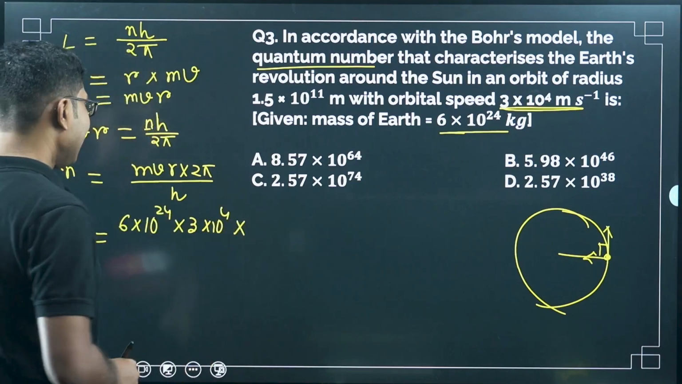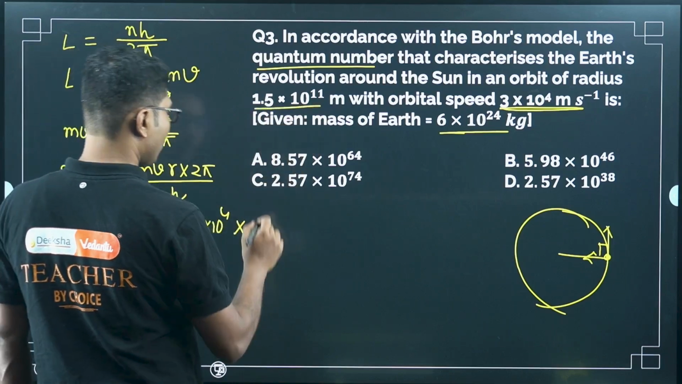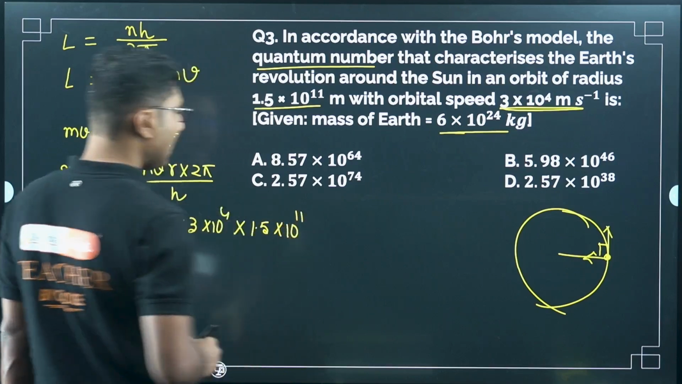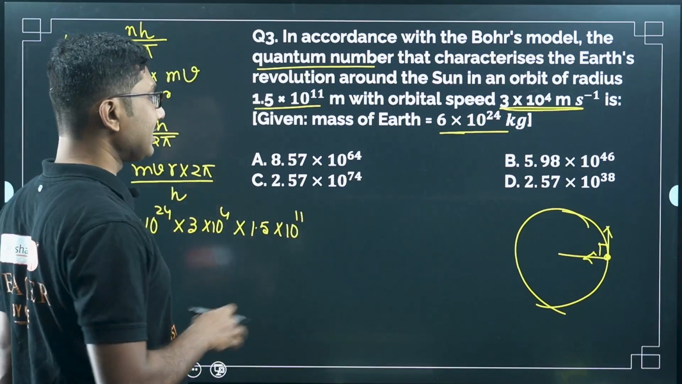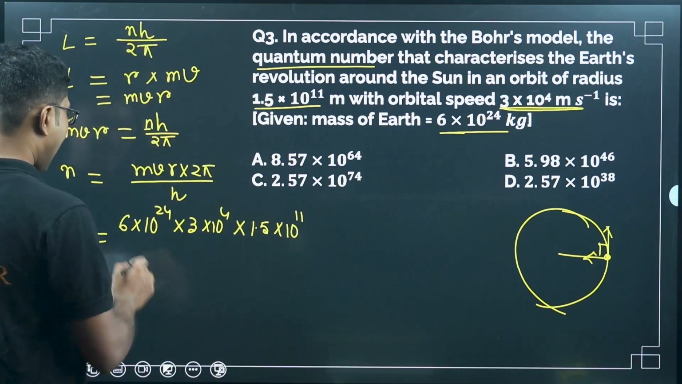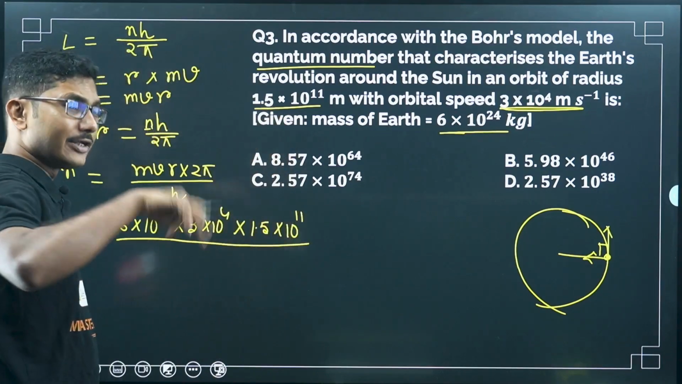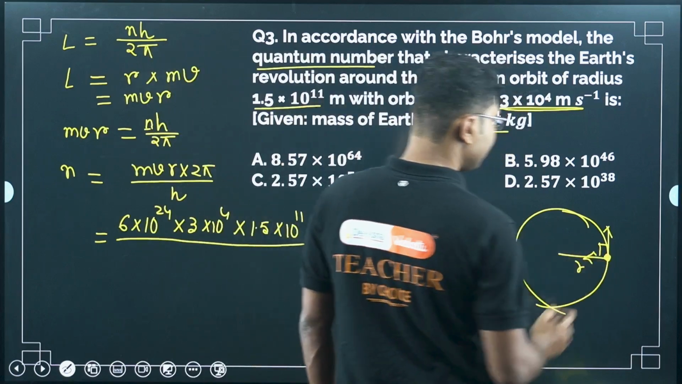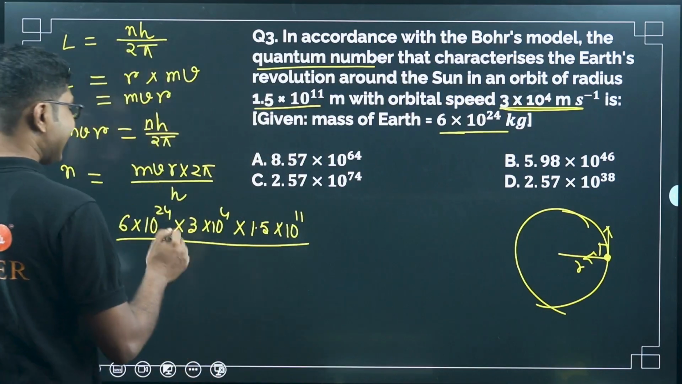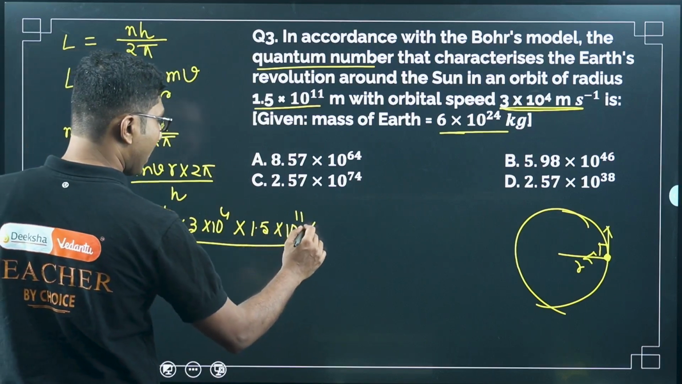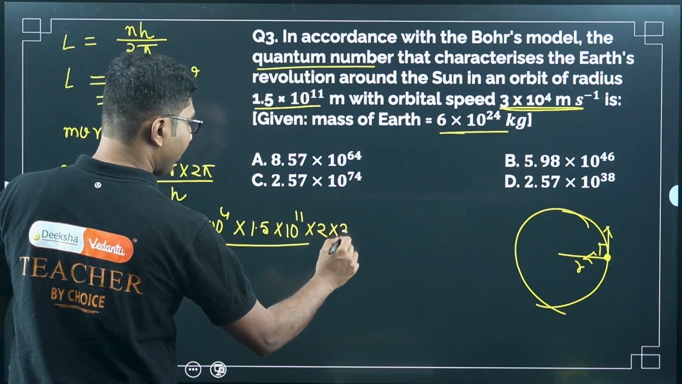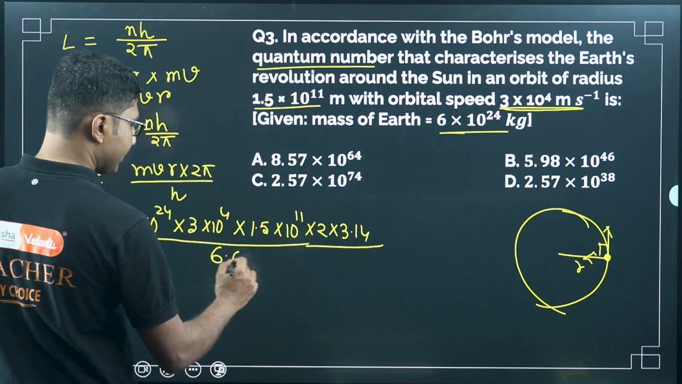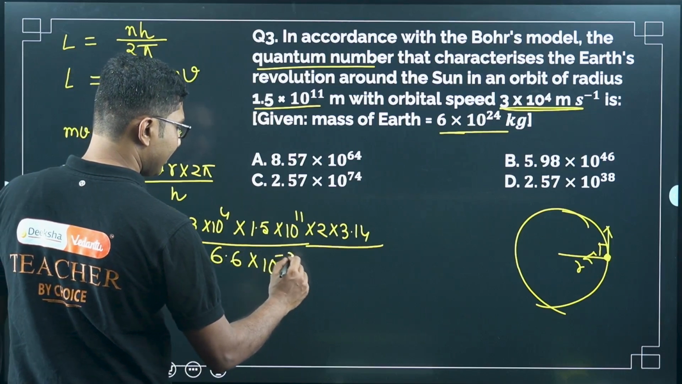And what is the radius? The radius is also given, 1.5 times 10 to the power of 11 meters. Instead of giving in kilometers, they have given in meters, which is fine. And it is not the radius of earth, it is the radius of the orbit of earth. So this is the radius, earth is here. Now what is h? Also there is a 2 pi, 2 times 3.14, and here will be 6.6 times 10 to the power of minus 34.